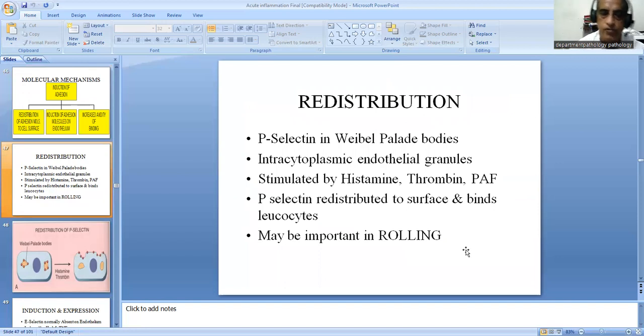Now, taking a look at redistribution, we find this is the case with P-selectin, from the first group, the selectins: E, P, L selectins. Out of that, P-selectin is an example. There are some intracytoplasmic granules in the endothelium, known as the Weibel-Palade bodies, present in the cytoplasm of the endothelium. They contain P-selectin. Once there is stimulation by histamine, thrombin, platelet activating factor, whatever the stimulus, the P-selectins get redistributed to the surface and bind the leukocytes. This phenomenon may be important in rolling.